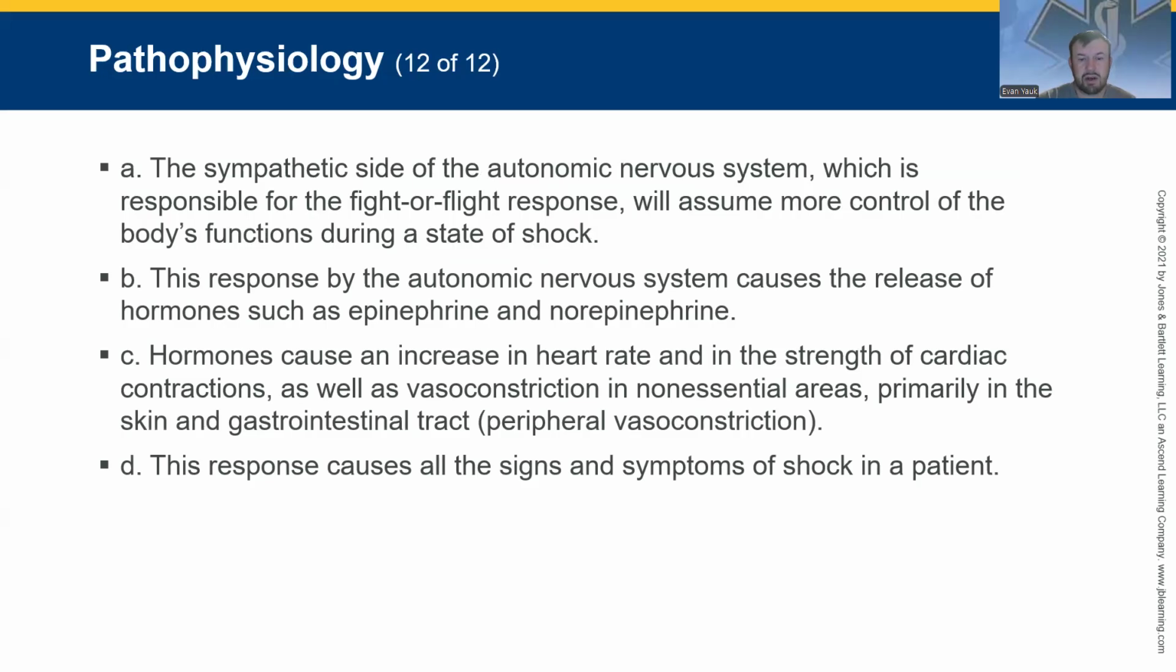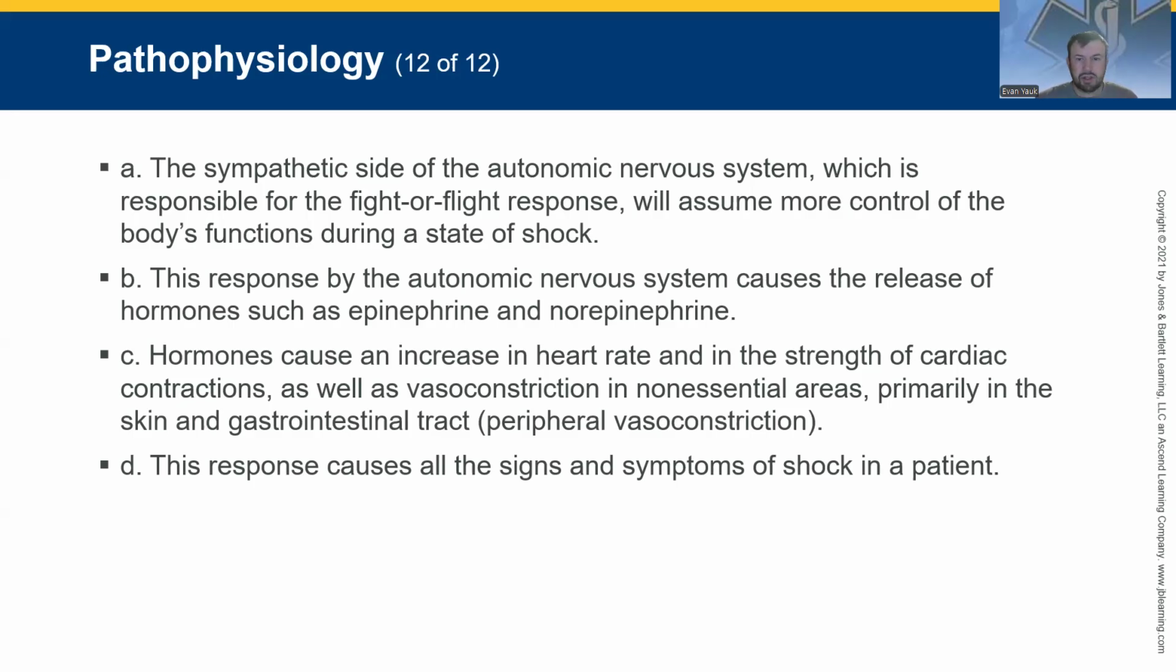This response by the autonomic nervous system causes the release of hormones such as epinephrine and norepinephrine. Hormones cause an increase in heart rate and in the strength of cardiac contractions, as well as vasoconstriction in non-essential areas, primarily in the skin and gastrointestinal tract, peripheral vasoconstriction. This response causes all the signs and symptoms of shock in a patient. So this is what we were talking about a second ago.